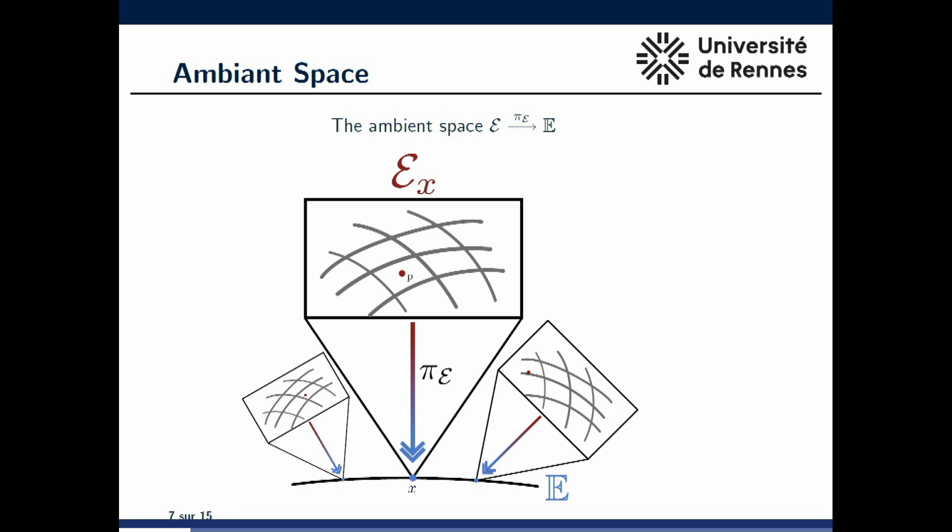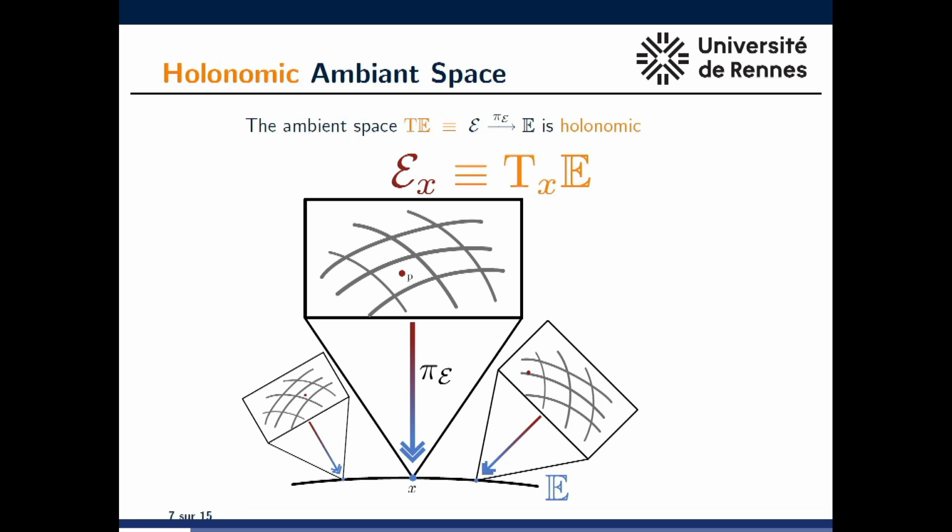This turns out to mathematically mean that E, the ambient space fiber bundle, is identifiable with the Euclidean tangent. This can be interpreted as saying that the microscopic space at the point X can be seen as the standard infinitesimal neighborhood of that point.